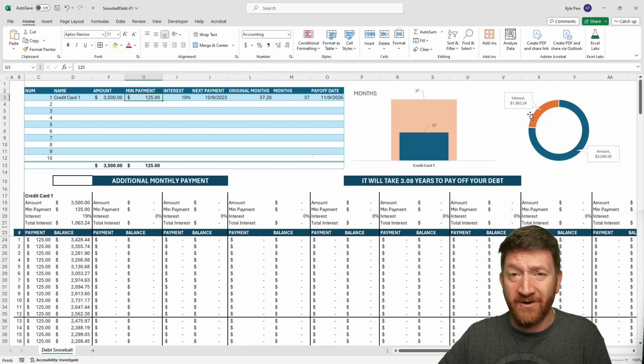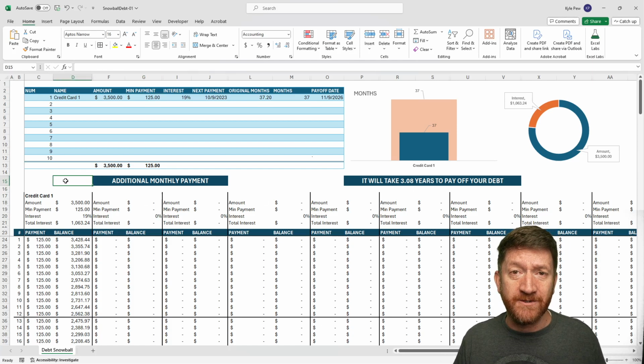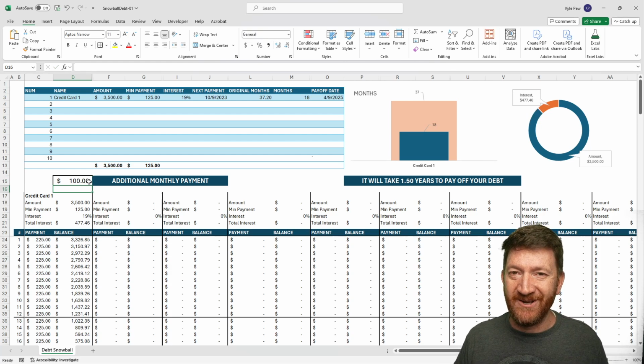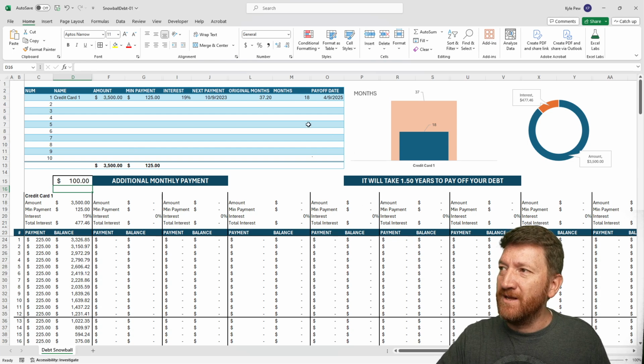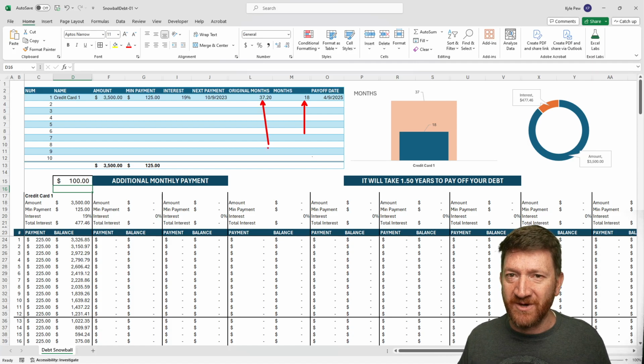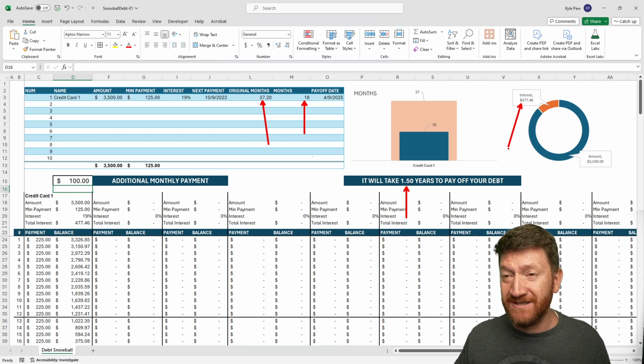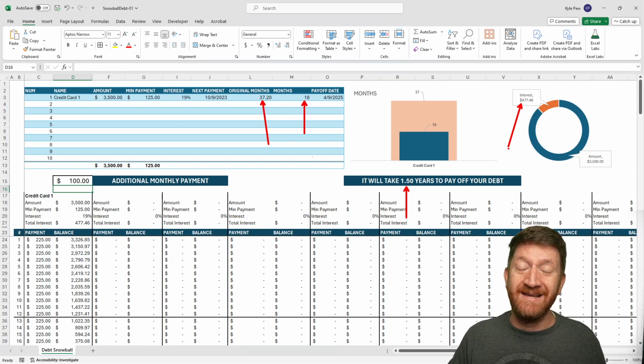We've got an interest of just over $1,000, taking us roughly three years to pay that off. Well, if I've got an extra $100 that I could put to paying this off, let's see what happens. So inside of cell D15, I'm going to put in that 100, I'll hit my enter key, and let's see what happened here. So now it's going to take me roughly 18 months versus the 37, which was just over 3 years. Now it's going to take roughly a year and a half to pay off, with a total interest of $477. So we've cut the interest in more than half by just paying an extra $100 a month towards that credit card.